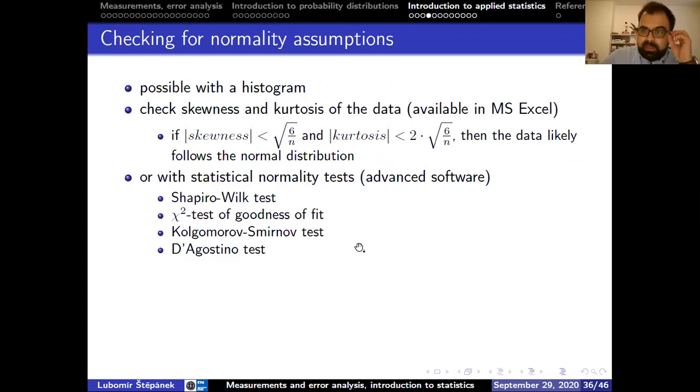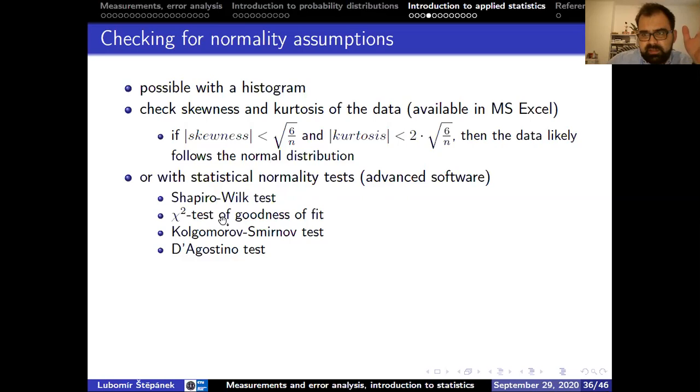Checking for normality. To be practical, the easiest way to check for normality is to use a histogram. It's a kind of plot. I've prepared some examples for you. If you are more into statistics, you can use some statistical normality tests, but for these tests you need some more advanced software like SPSS or Stata or R or Python. I think that none of these tests can be done in Microsoft Excel.